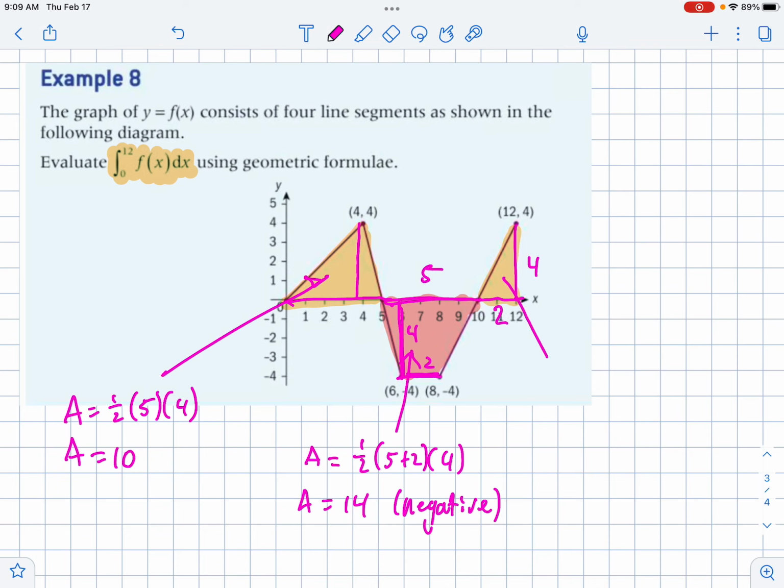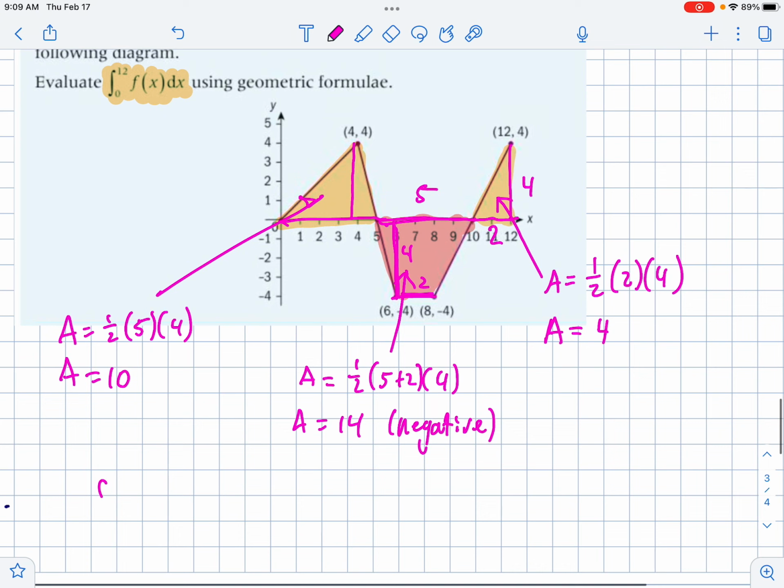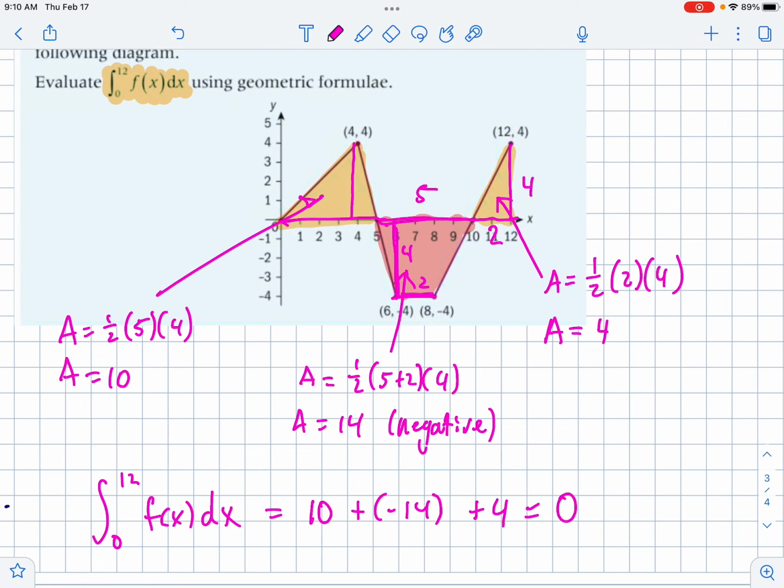Then this triangle has got a base of 2, a height of 4. So the area of this is 1/2 times 2 times 4, which is 4. This means that the integral from 0 to 12 of f of x dx is going to be equal to 10 plus -14 plus 4, which equals 0. That means that the orange areas are the exact same area as the red one, the trapezoid. And they cancel each other out, the 2 positives and the 1 negative.